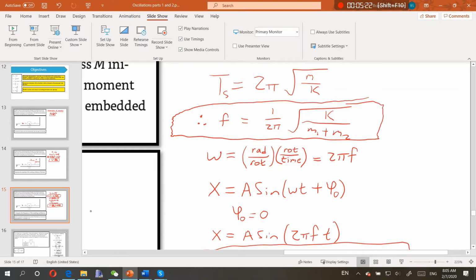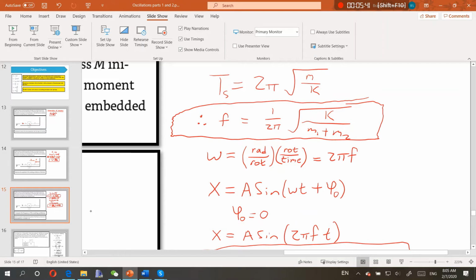Then our old equation for displacement. So I've got our displacement right now, amplitude. This is angular velocity, time, and our phase shift. We have no phase shift because we started at the equilibrium point.